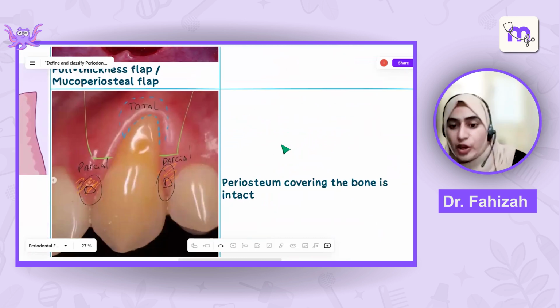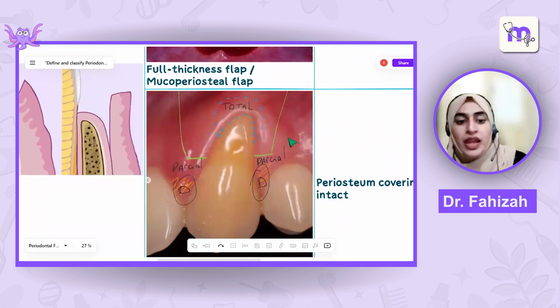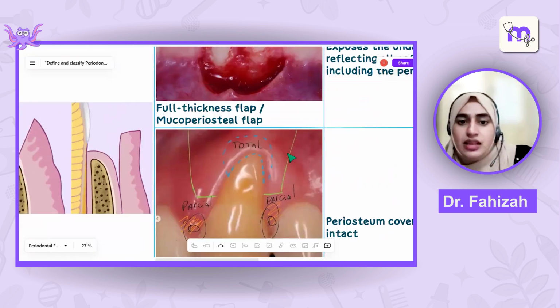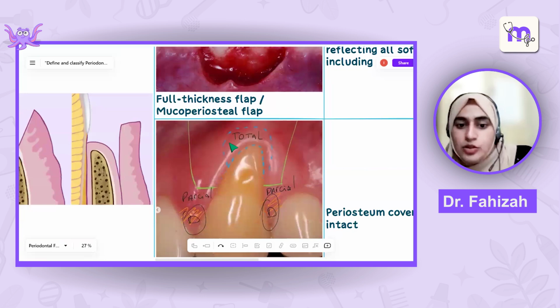Whereas in the split thickness flap, the periosteum, which is covering the bone, is intact. Here, the periosteum is not lifted up. So if you see over here, in this case, you can see this is what they had planned. So here they will plan a full thickness, and here in the side they will plan a partial thickness flap.